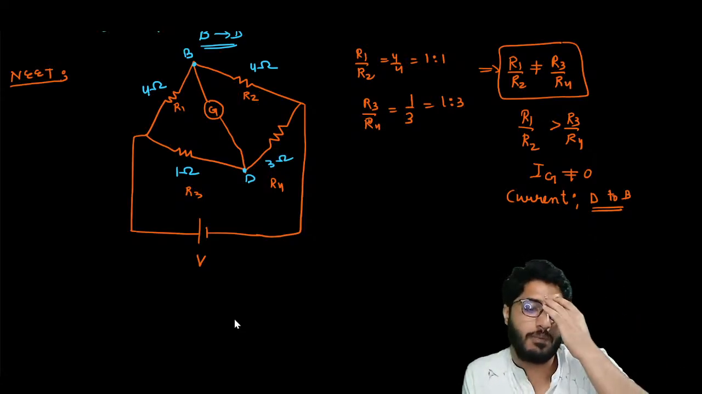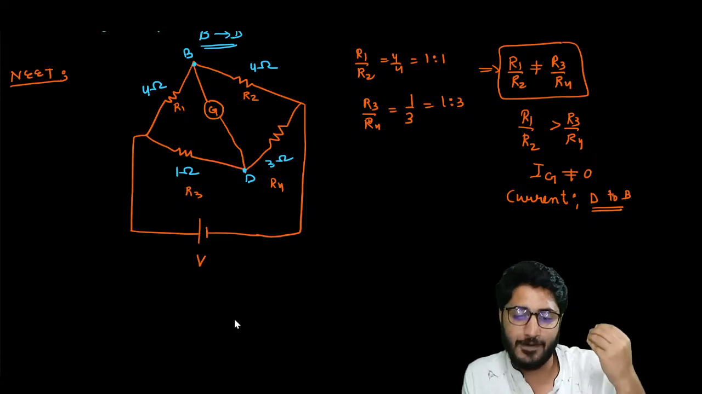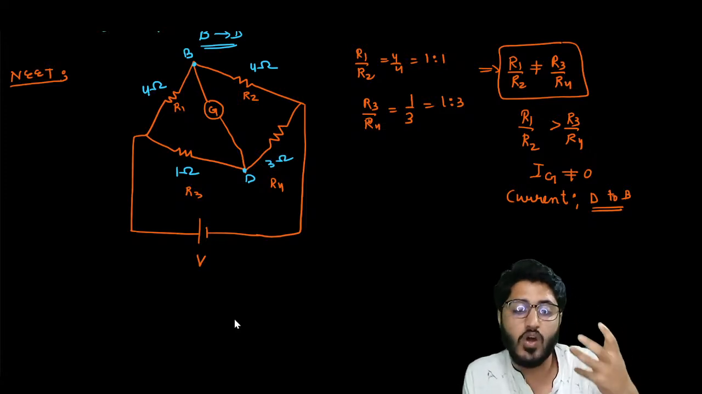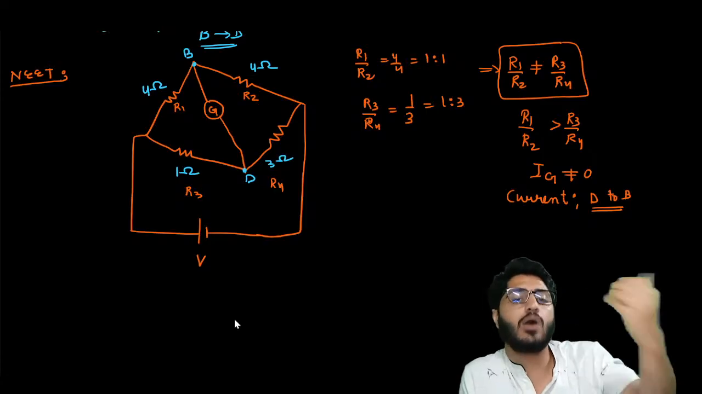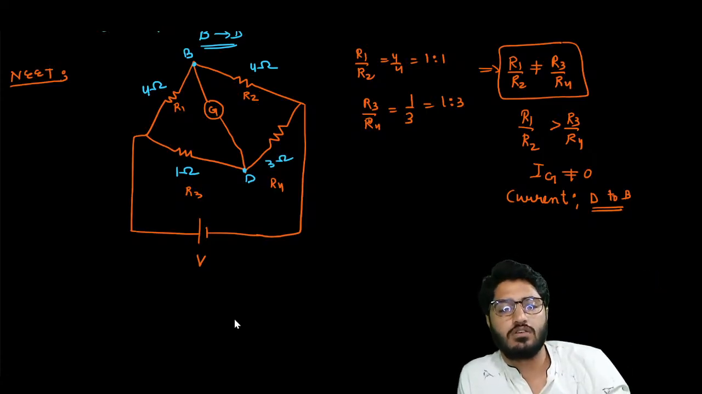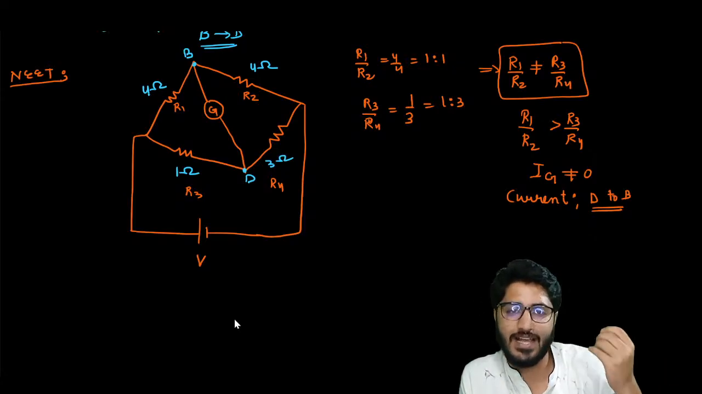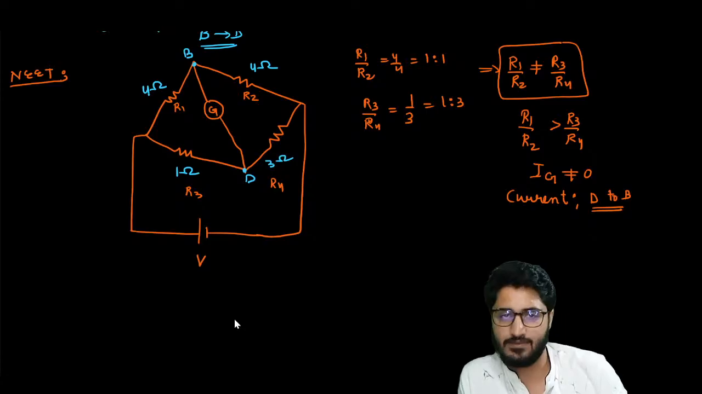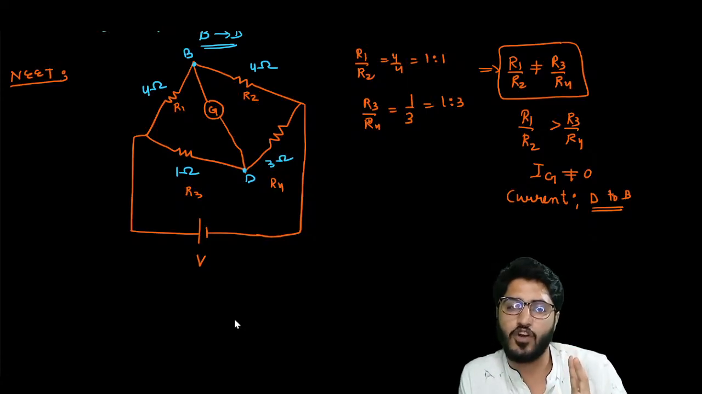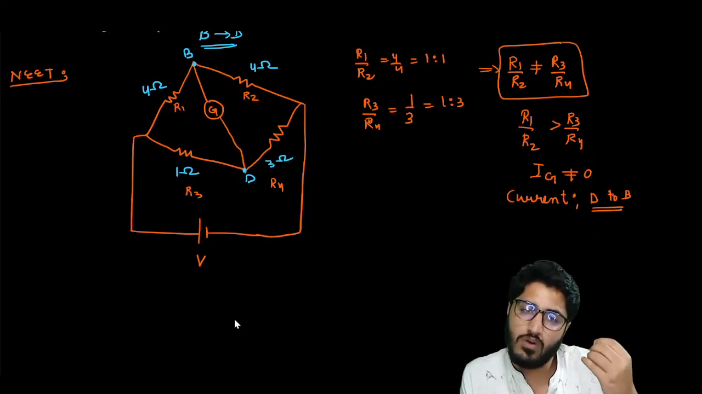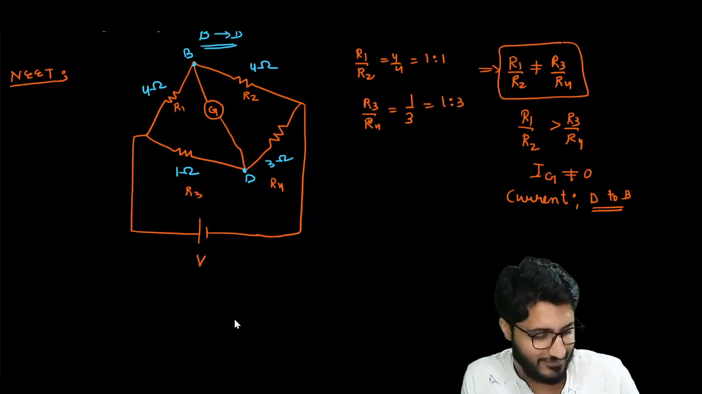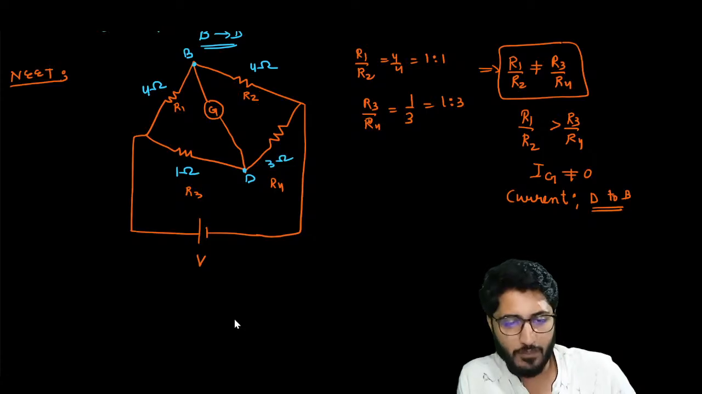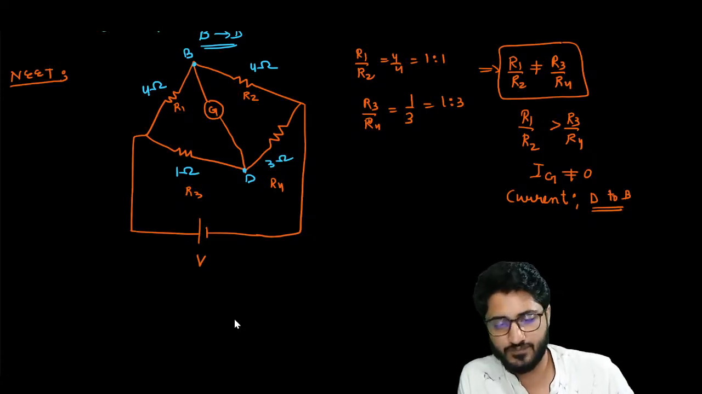By doing this one, you got an idea of how to check whether a particular diagram is balanced or unbalanced. The second thing that we conclude from here is that from wire to wire my current will flow.